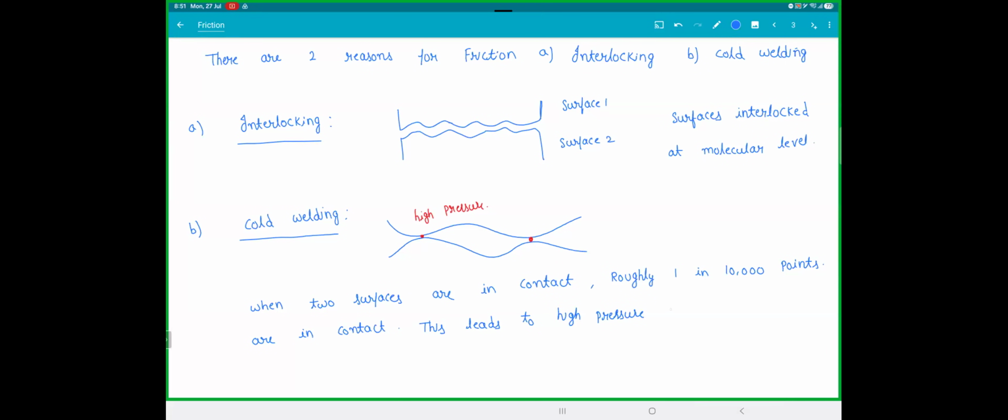Which creates bonds. This is called cold welding. This is what actually happens in a welding. In a normal welding, right, you heat up the metal to high temperature and the molecules get stuck. So this is called cold welding because you're not using high temperature, but you're still forming bonds. These bonds are called cold welding joints.